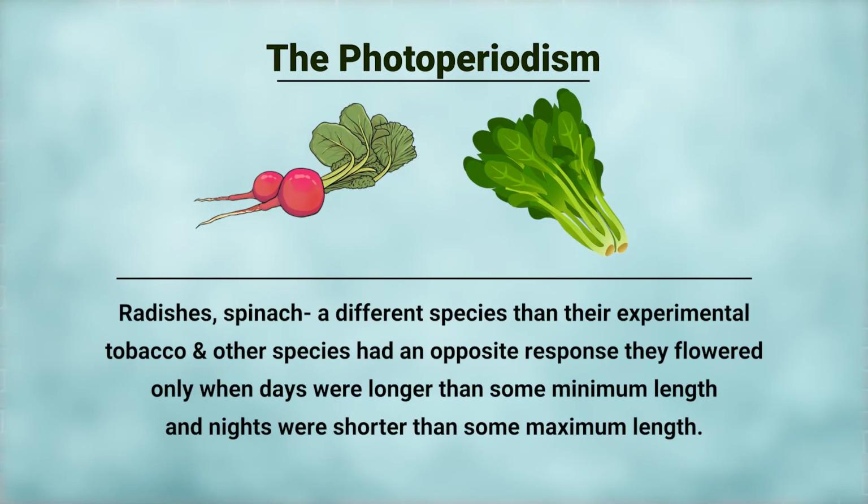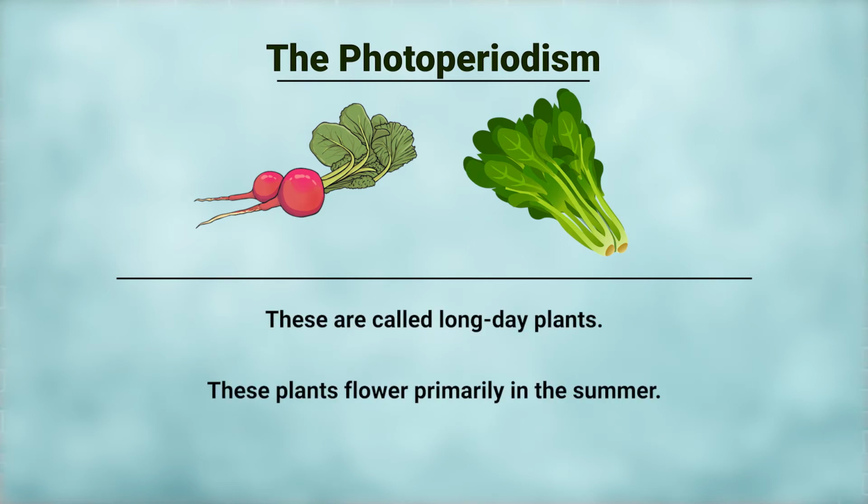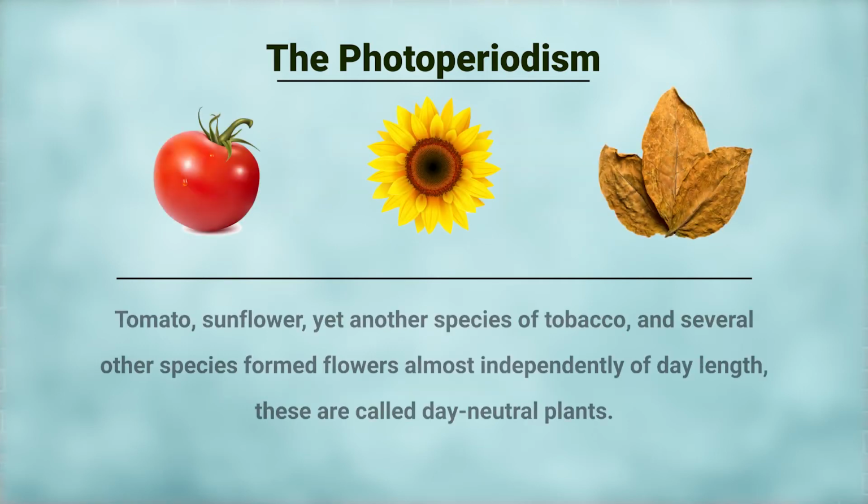Radishes, spinach and different species than their experimental tobacco had an opposite response. They flowered only when days were longer than some minimum length and the nights were shorter than some maximum length. These are called long day plants. These plants flower primarily in the summer. Tomato, sunflower and yet another species of tobacco and several other species form flowers almost independently of day length. These plants are called day neutral plants.